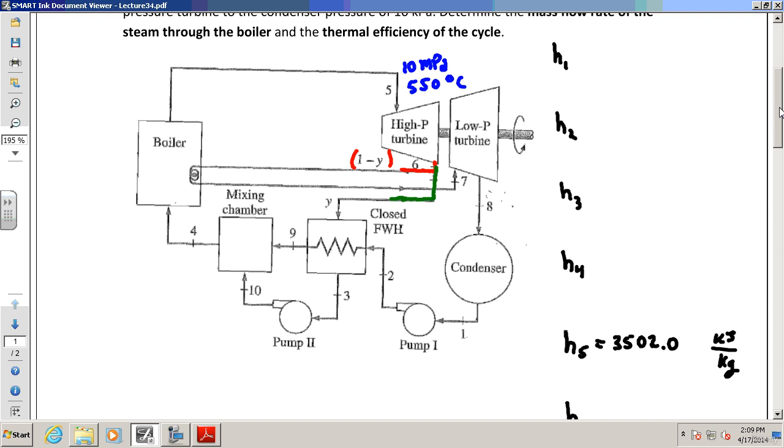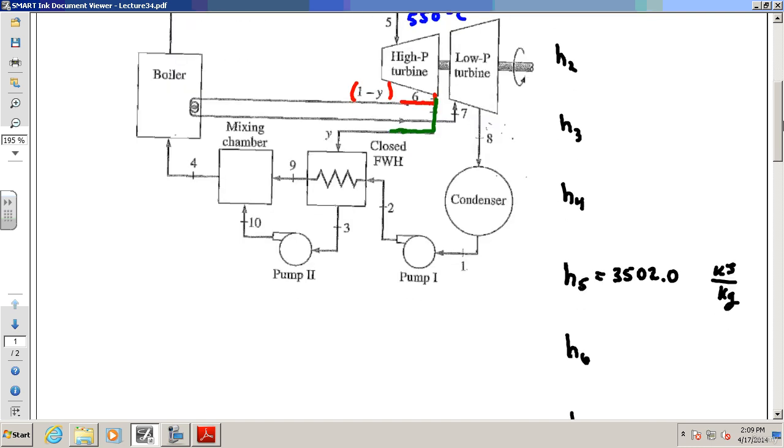Now, when we do this analysis, and it says using ideal Rankine, ideal means that all our turbines are isentropic, and that means S5 equals S6. So when we solve for state number 6, we're going to use the fact that S5 equals S6, and we do know the pressure P6. If you read the problem carefully, it says the steam leaves at 0.8 megapascals.